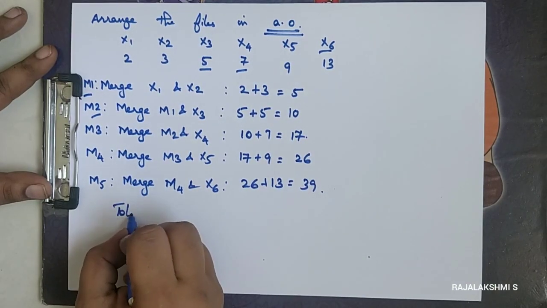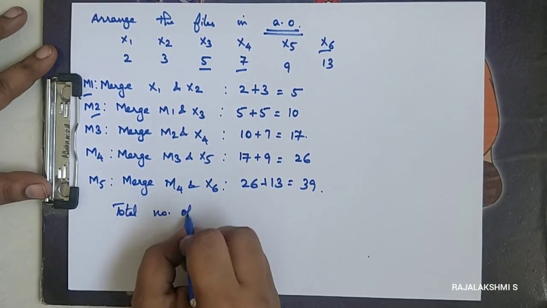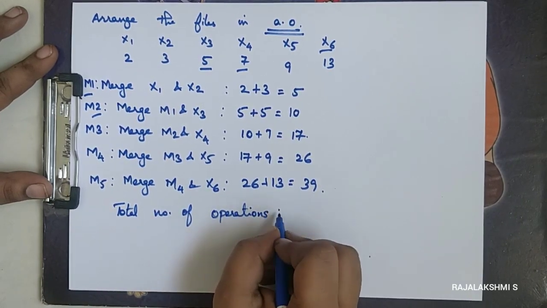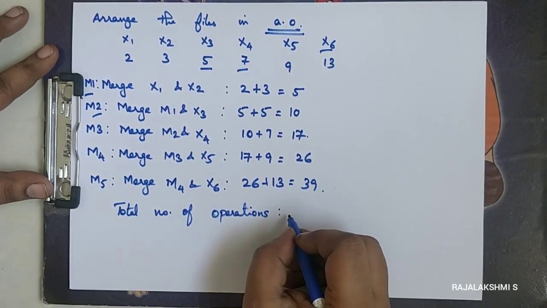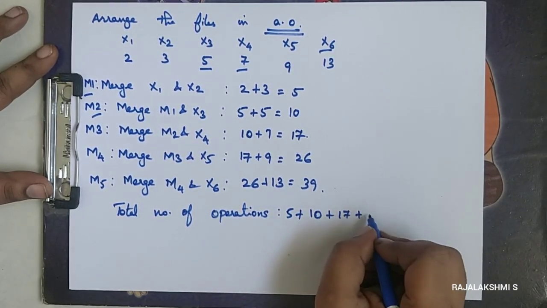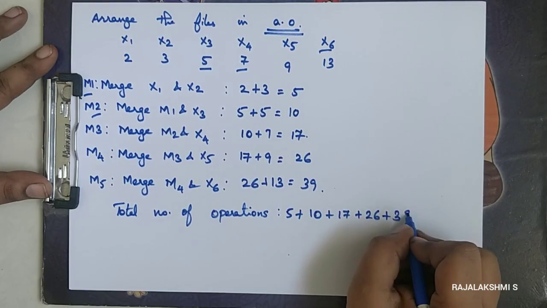So now the total number of operations is equal to the operations encountered at each merge. So now it will be 5 plus 10 plus 17 plus 26 plus 39.